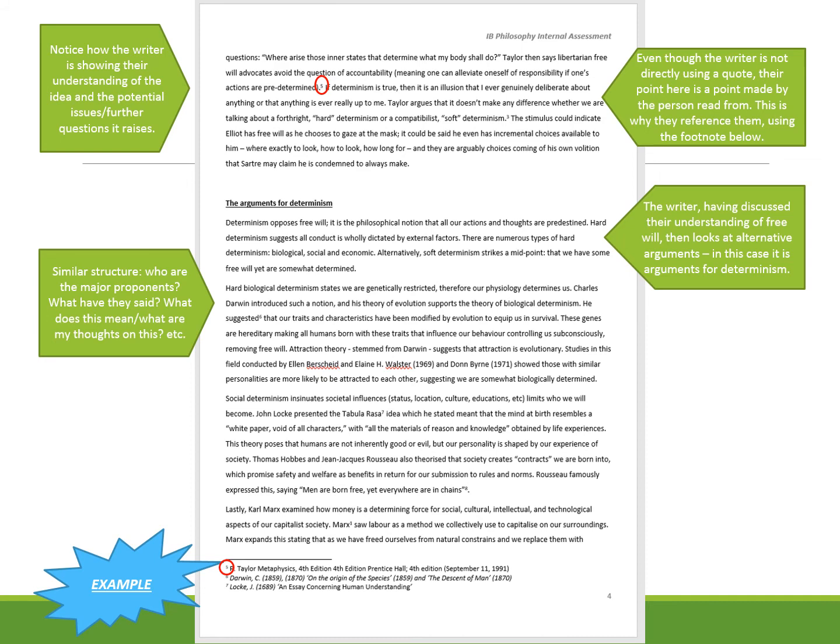Similar structure. Who are the major proponents? What have they said? What does this mean? The structure that they used in the free will section, they've used the same structure in determinism. Pretty good approach, because if the reader is used to the structure, then it makes it easy for them to understand. If you take on a completely different structure, it makes it a little more difficult for the reader to keep up. So don't be afraid to mimic the structure. There's no problem in that.